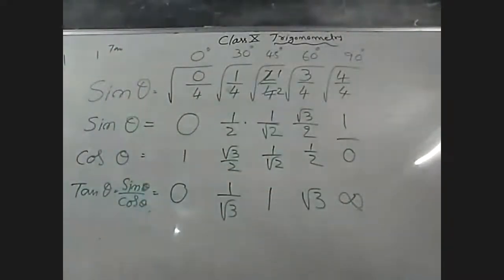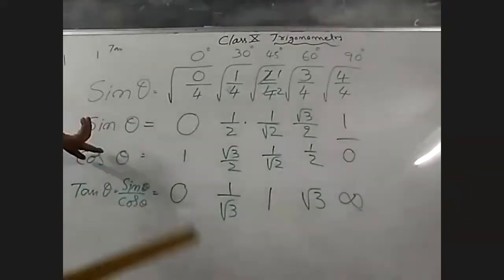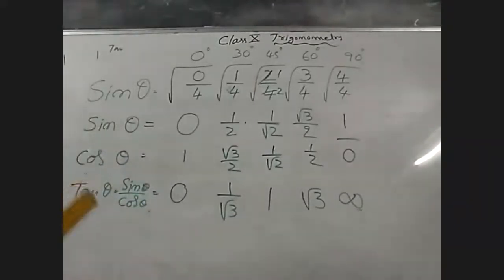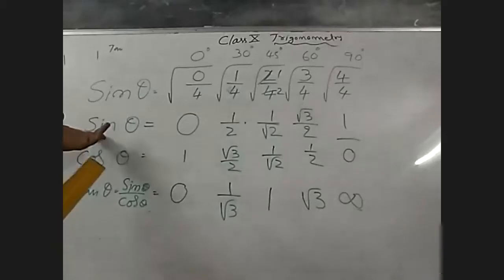Now, for finding cosecant, you know that sin theta into cosecant theta is equal to 1. Sin theta and cosecant theta are reciprocal to each other. Therefore, for writing cosecant theta values, you take reciprocals of sin theta.